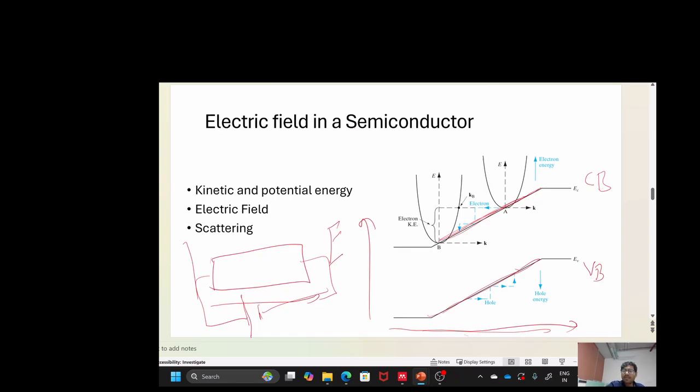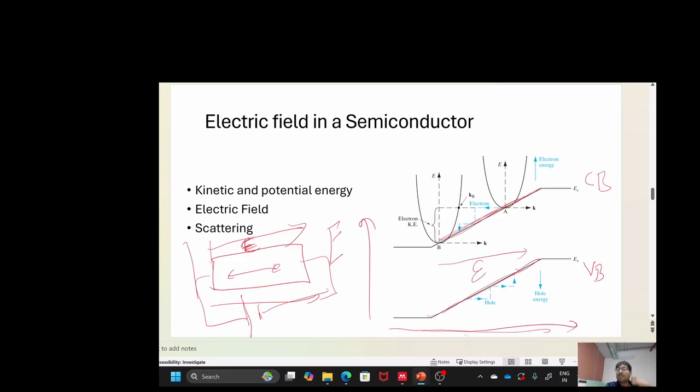So if you apply a field, electrons will move in this direction. There is an application of the field. This electric field direction, E, or whatever you call it, because E we are representing with energy, so you can say this kind of E, psi or C. The electric field direction is in this direction.